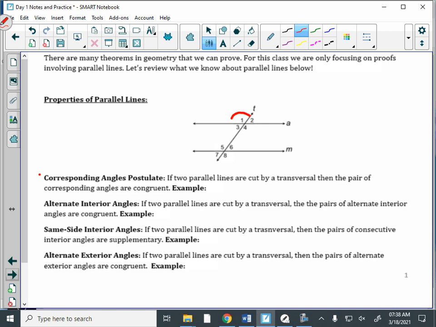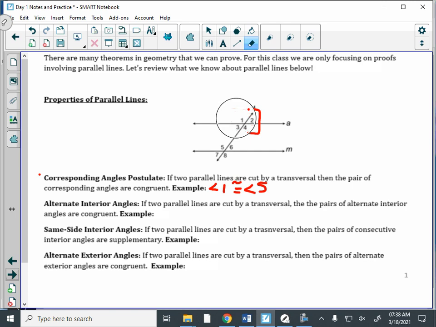Which angle in this diagram is angle 1's corresponding angle? Which one's sitting in that same corner? Think, if you make a box here, a box here, which one's sitting in the same corner as angle 1? 5, right? So angle 1 is congruent to angle 5. They're corresponding. They're sitting in the same corner. So now erasing those boxes.